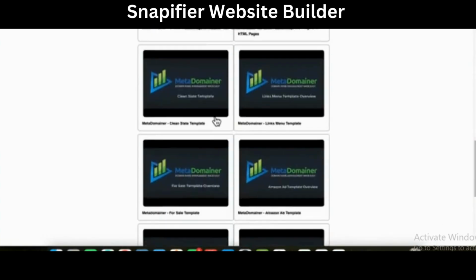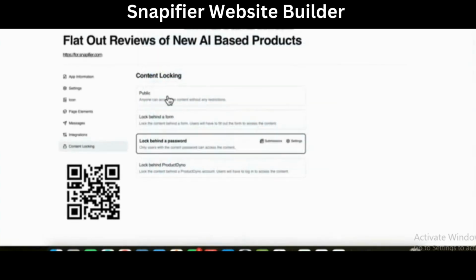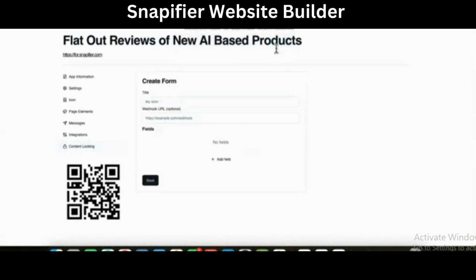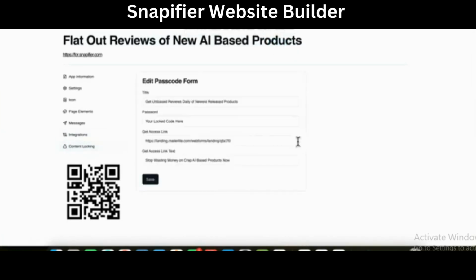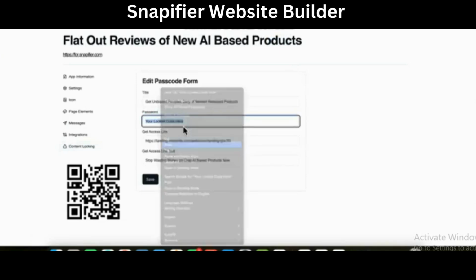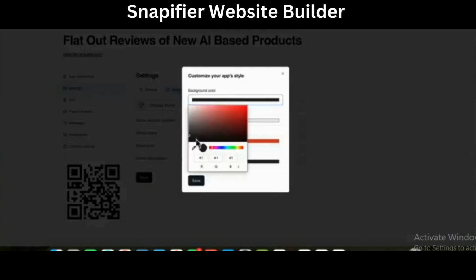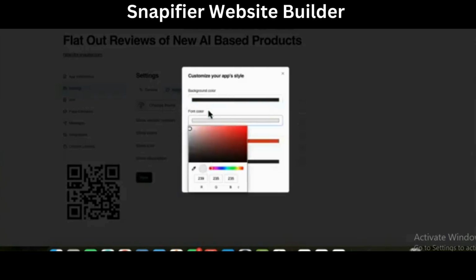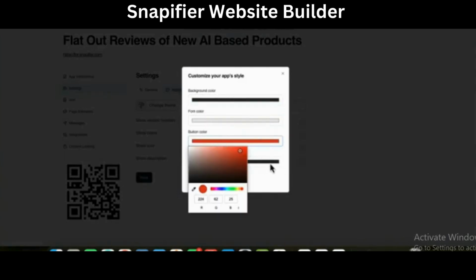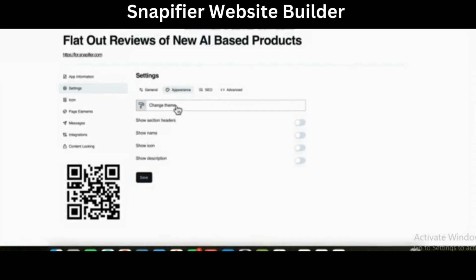Snapifier also lets you lock certain content, so people have to sign up to access it. It's a great way to grow your email list and keep people interested in what you offer. Don't worry about the technical stuff. Snapifier makes it easy to customize the colors of your snaps to match your brand, so everything looks professional without any complicated steps. Building your email list and staying in front of your audience has never been easier.